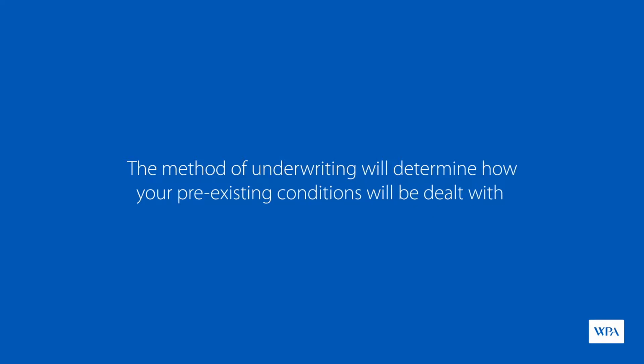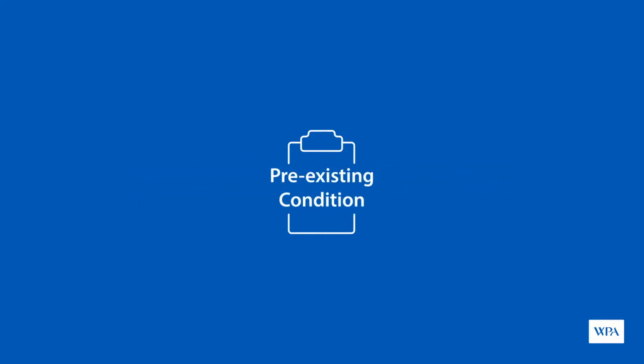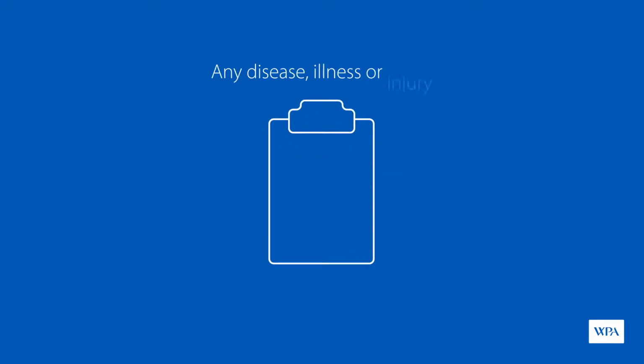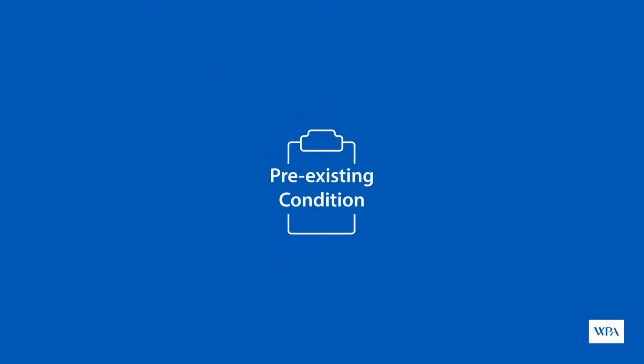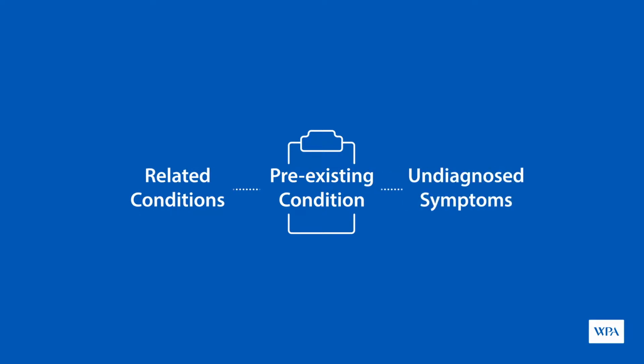It's important to understand what is meant when we refer to a pre-existing condition. A pre-existing condition is defined as any disease, illness or injury for which you've received medication, advice or treatment, or have experienced symptoms whether or not the condition has been diagnosed before the start of your cover. When we refer to a pre-existing condition, this may also include related conditions and any undiagnosed symptoms.